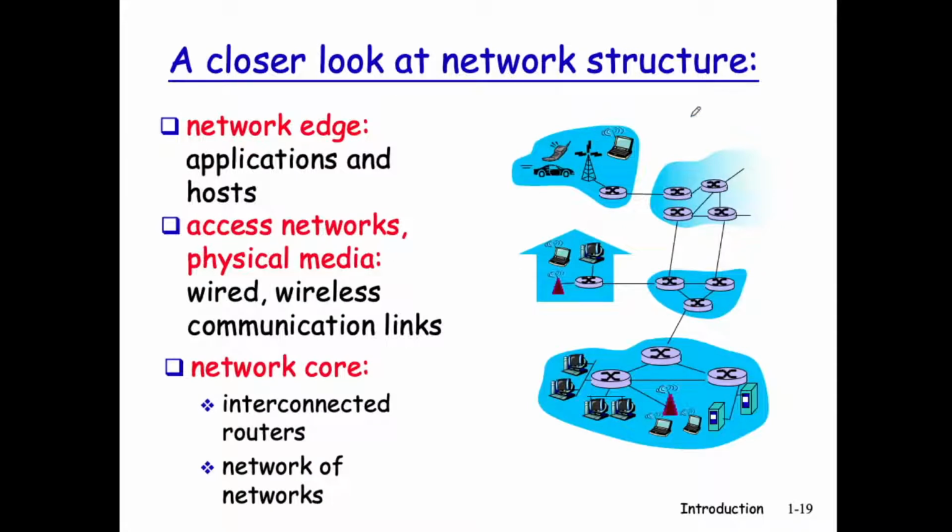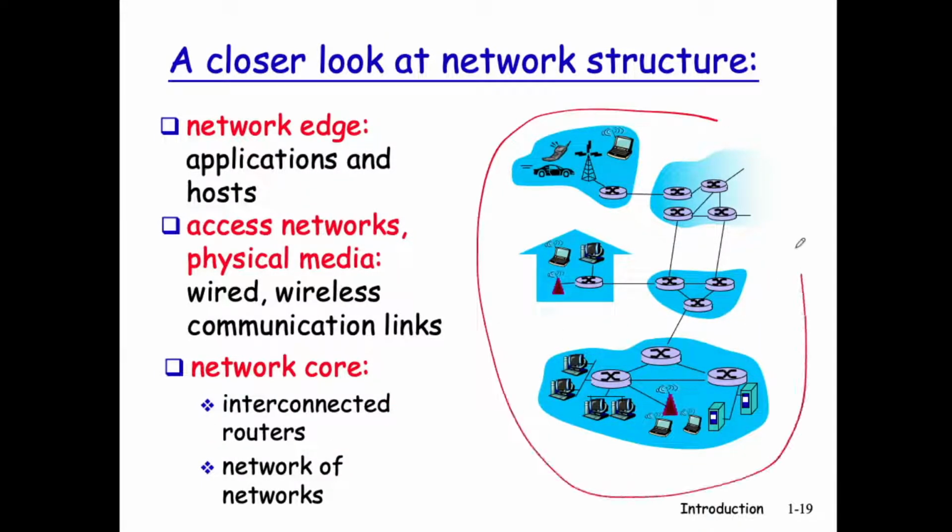And then finally, reaching the core of the internet, which are essentially interconnected routers. And with all these together, we see the internet is a loosely hierarchical network of networks. All right, so this is the internet.